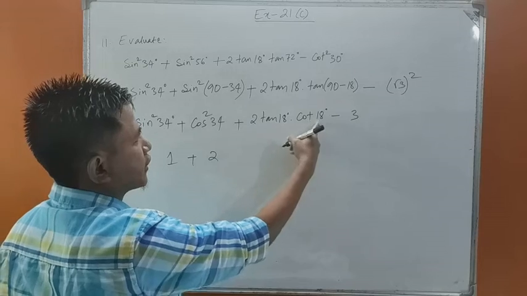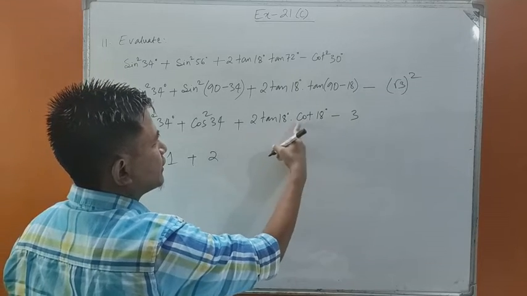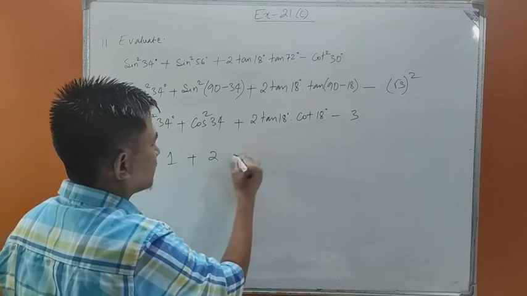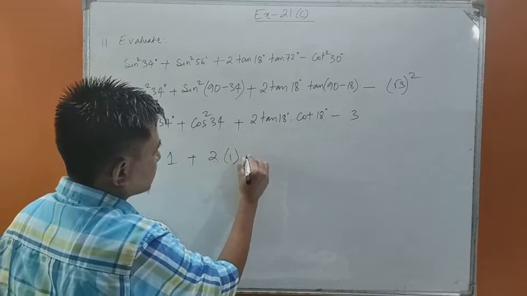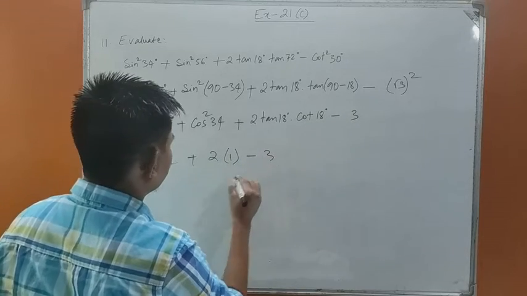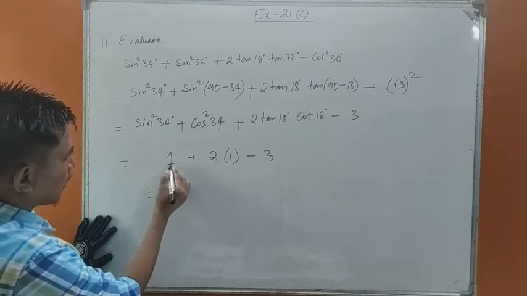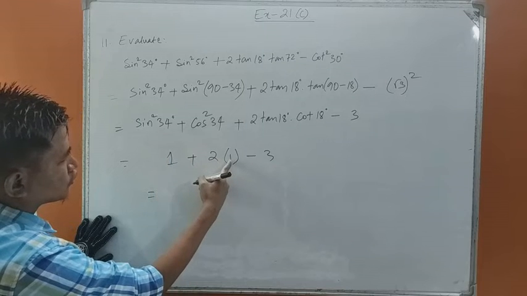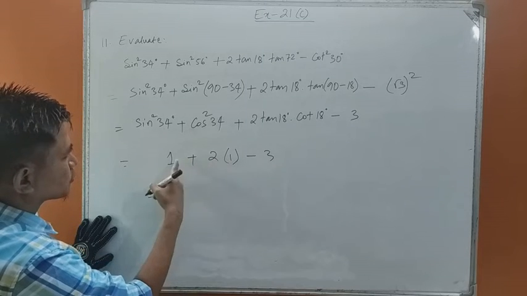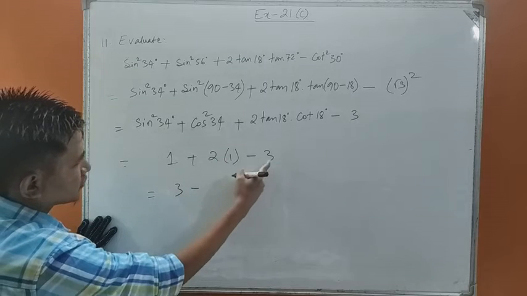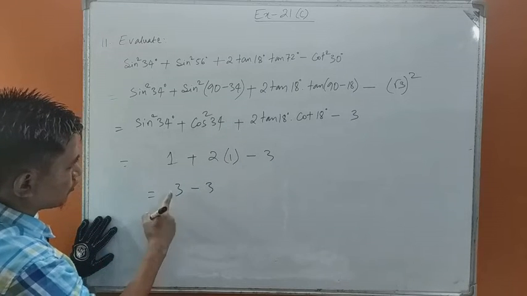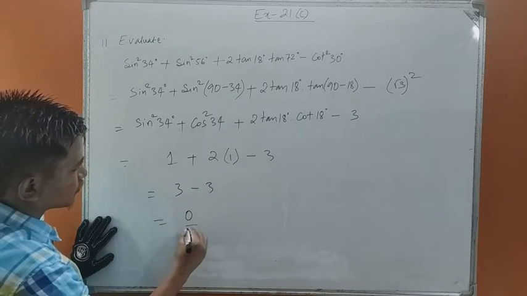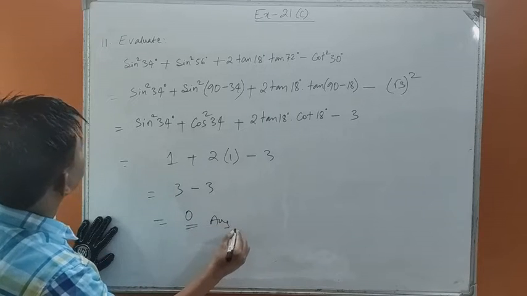Remember, here also the angles would be same. Okay, tan theta into cot theta means 1. 1 plus 2 ones are 2, 2 plus 1 is 3, 3 minus, here we have 3. So plus 3 minus 3 is 0, isn't it? So this is the answer for question number 11.